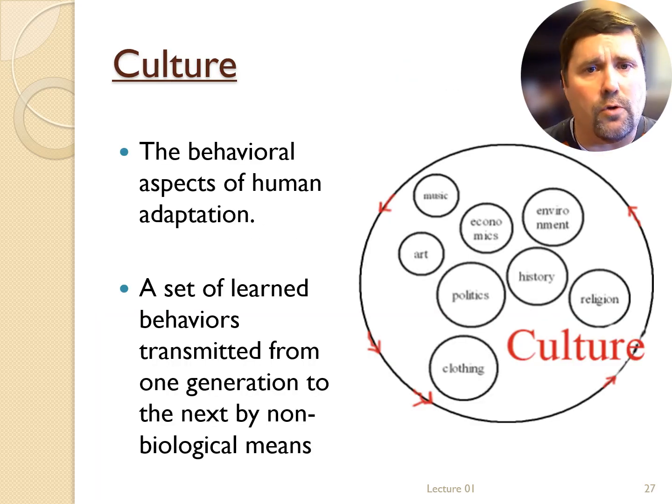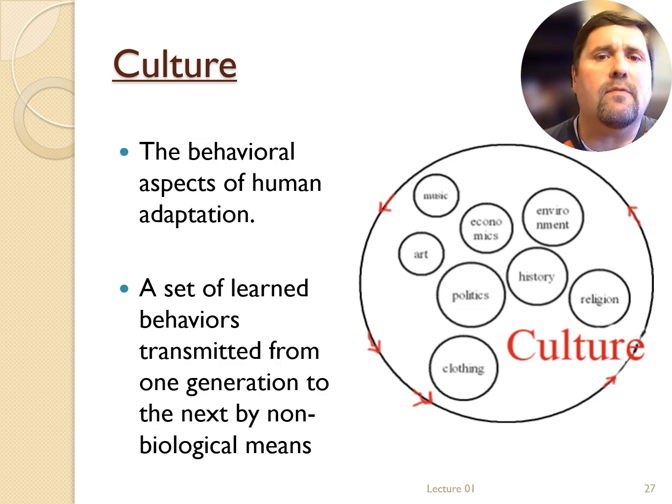Humans, after all, have culture, which is something that most animal species lack. Culture, as your textbook defines it, is the behavioral aspects of human adaptation. More formally, culture is a set of learned behaviors transmitted from one generation to the next by non-biological means. These behaviors help us to survive in our physical and social environments. We can adapt to our environment by a fundamentally different mechanism than most other animal species. Their adaptation is through biology, that is, natural selection, but we can also adapt our behavior through culture. What we do is not instinct-driven and programmed into our DNA. We learn what to do and how to do it through culture.